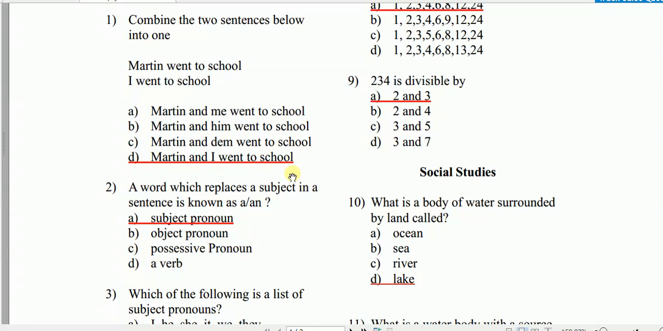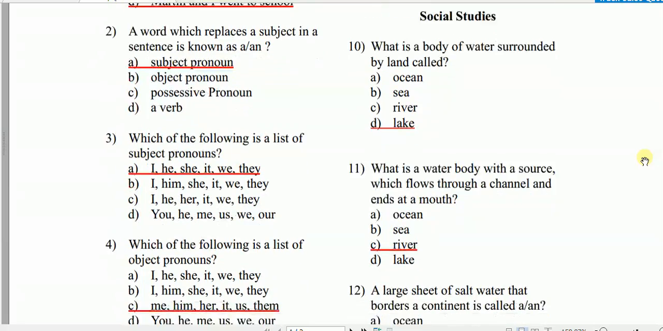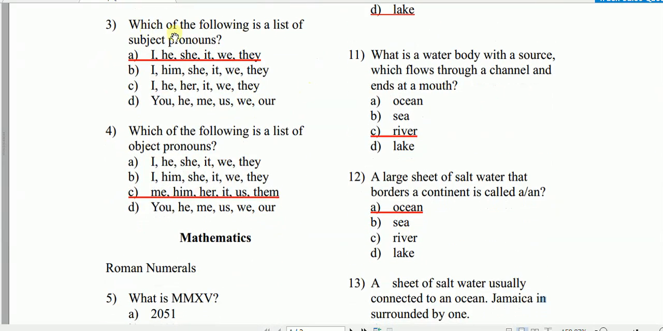Number 2. A word which replaces the subject in a sentence is known as a subject pronoun. Number 3. Which of the following is a list of subject pronouns? And that would be A. I, he, she, it, we, they. Number 4. Which of the following is a list of object pronouns? And that would be me, him, her, it, us, and them.